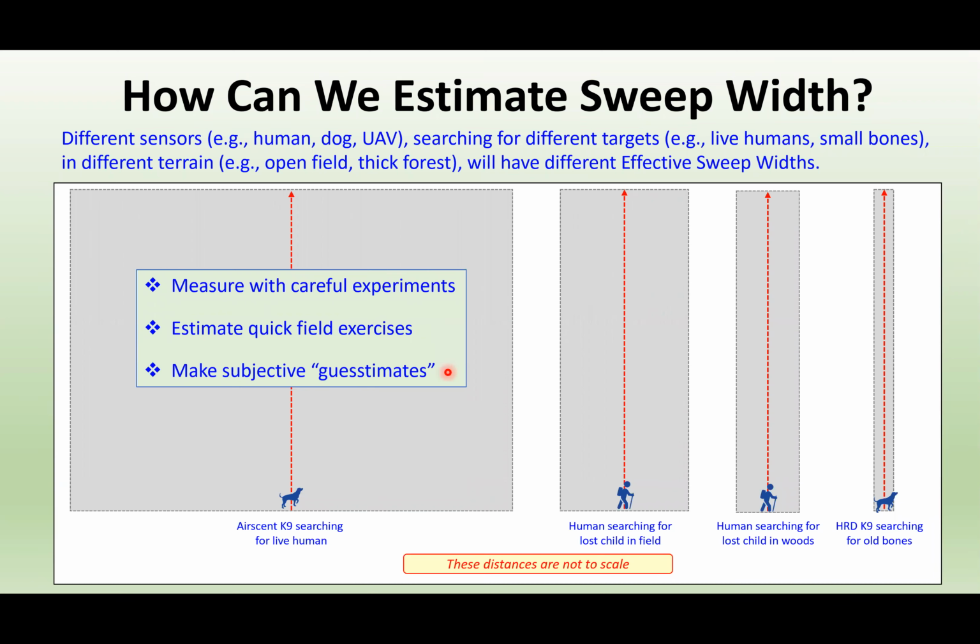The third method is you just make a subjective guess. You pick what you think is a reasonable sweep width. Now, of these 3 methods, this is clearly the sloppiest and the least preferred. But that being said, if you guess sweep width values consistently and you use those in your PSR calculations, those values will at least provide a valid relative ranking of search segments.